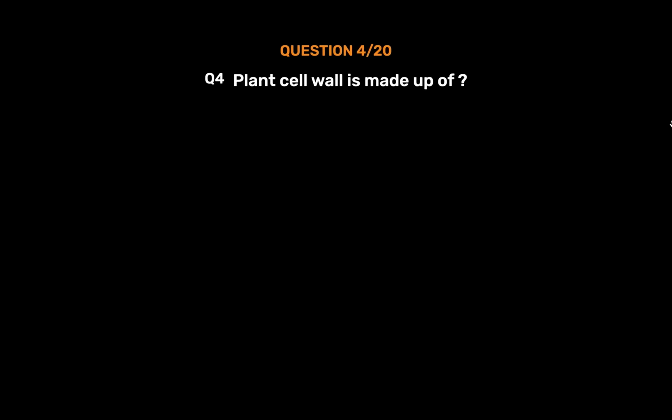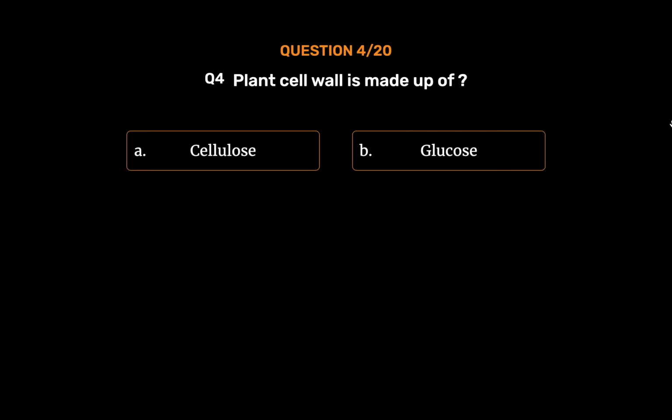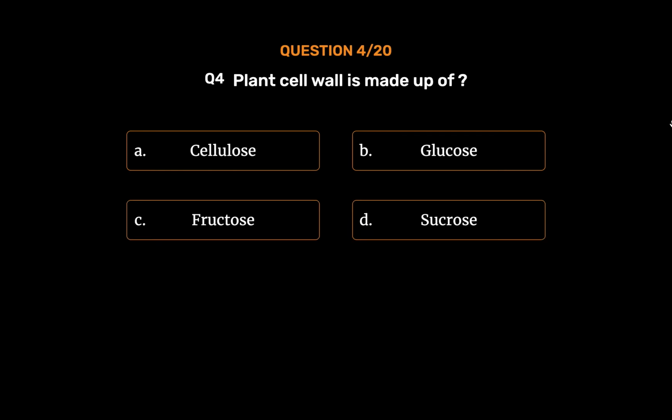Question number 4. Plant cell wall is made up of Option A. Cellulose. Option B. Glucose. Option C. Fructose. Option D. Sucrose. The correct answer is Option A.